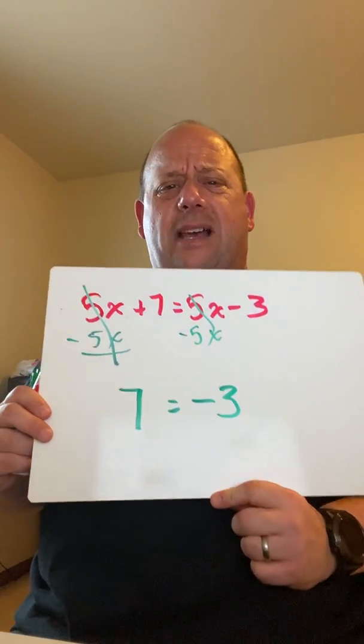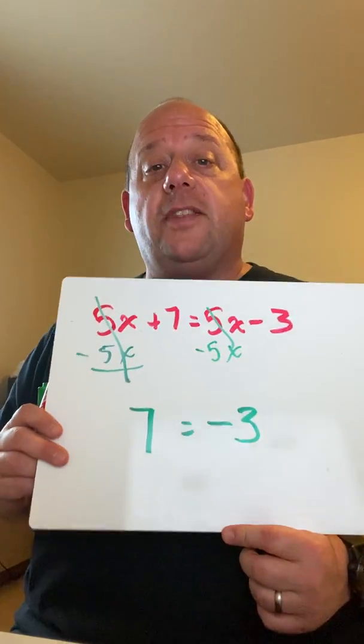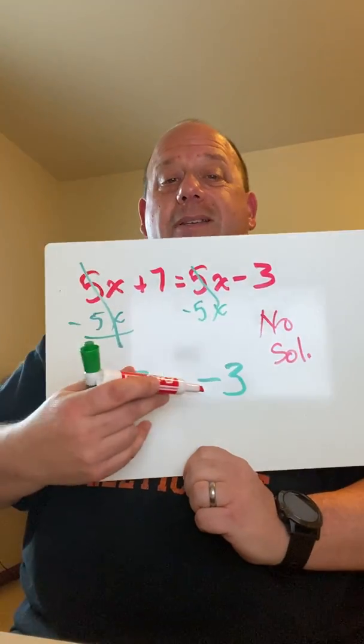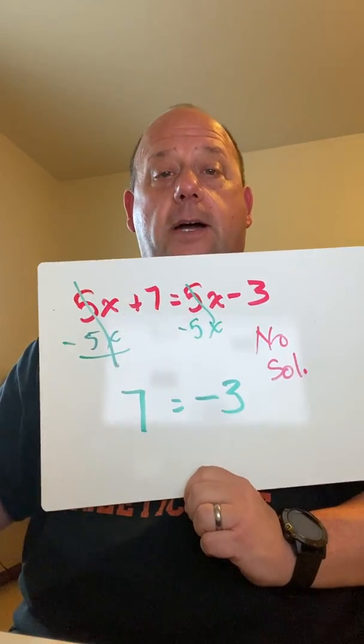You're left with just the 7 on the one side and the negative 3 on the other. Is 7 equal to negative 3? No. That's why this one is a no solution problem. No solution. Okay? No solution at all, because it doesn't work. And it will never work because the variables cancel each other out.